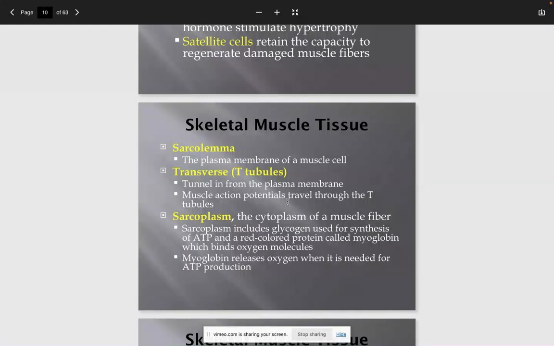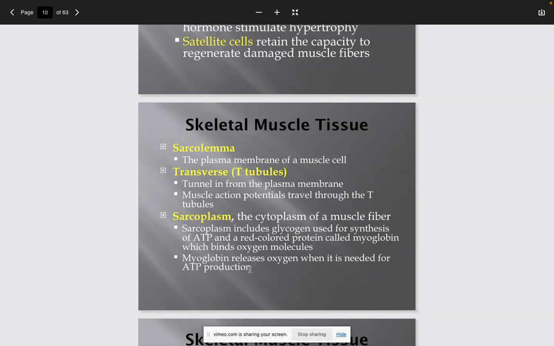Okay. So the sarcoplasm is the cytoplasm of the muscle fiber. The cytoplasm is going to be rich in a protein called myoglobin. Okay, myoglobin—if you know, within blood, there's a protein called hemoglobin. So within muscles, myo means muscle, so myoglobin. It's a red colored protein called myoglobin. Okay, myoglobin releases oxygen when it is needed for ATP production. And you guys remember, ATP is the energy currency of the cell.